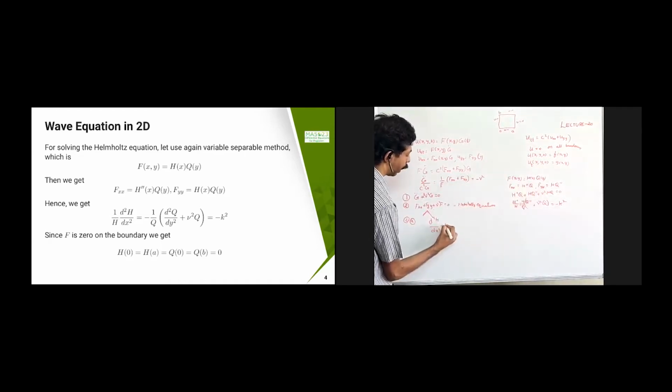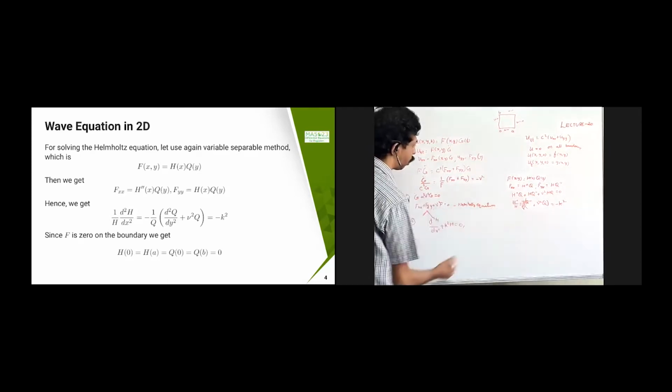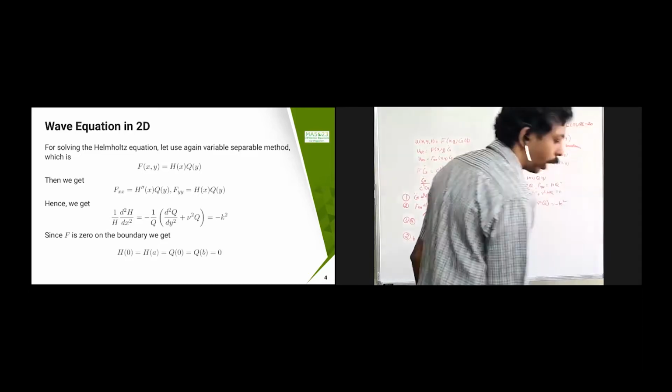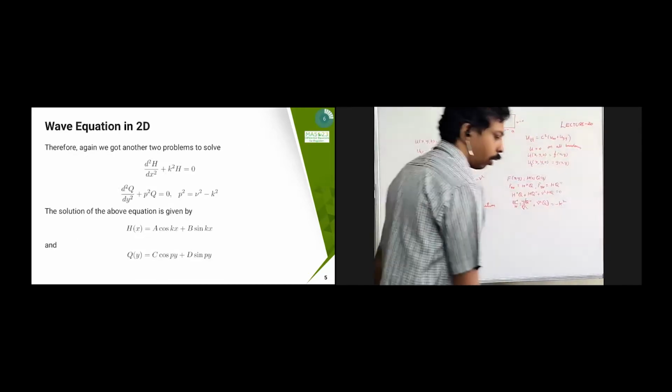Therefore, this is going to become k square h is going to come, equal to 0. Similarly, equation 2b is going to become like, use that one. Substitute over there and then bring it over here. I'll come to this boundary condition in a short period. So you're going to get this one.